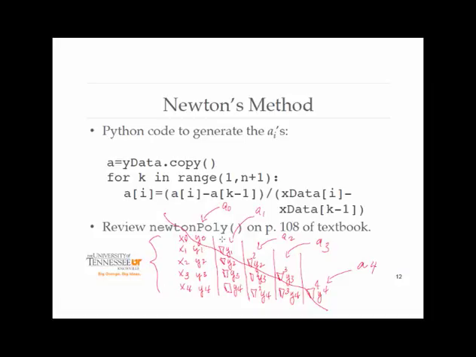The first order divided differences, second, third, and fourth, and of course the diagonal form, as we indicated earlier, would produce the a sub i coefficients, which are part of the definition of the Newton interpolating polynomial.